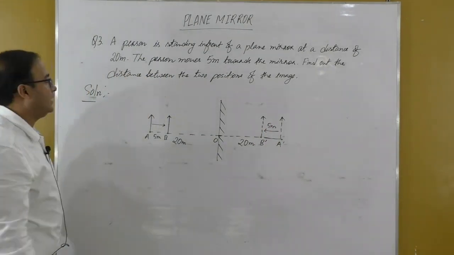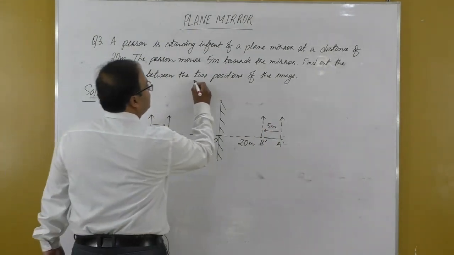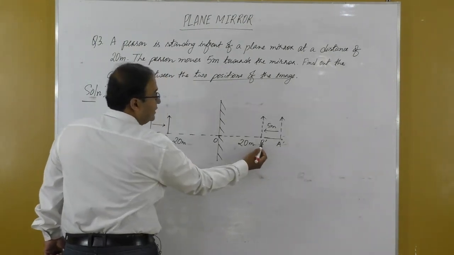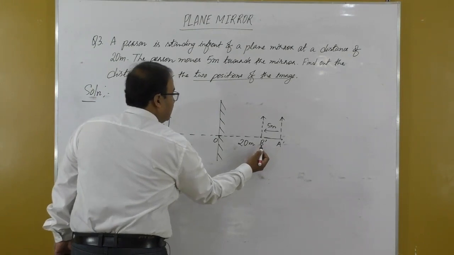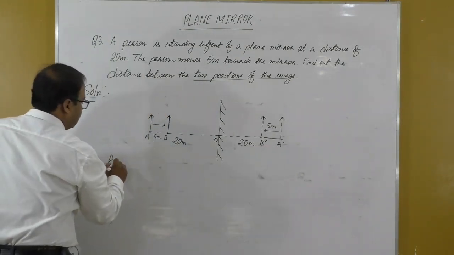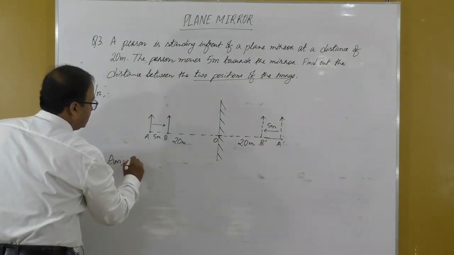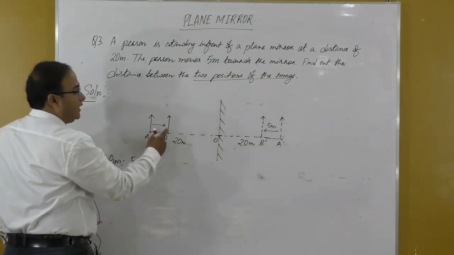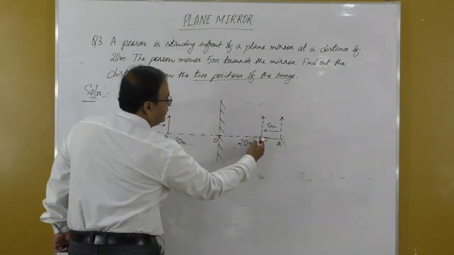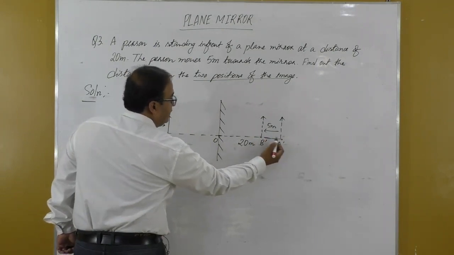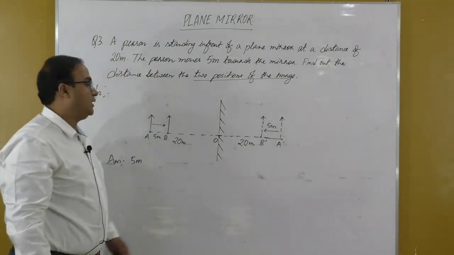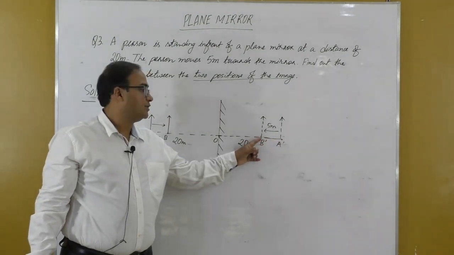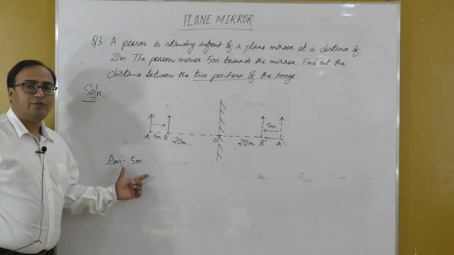You are asked to find out the distance between the two positions of the image. So this was the first position A dash. This is the second position B dash. So the answer is 5 meters. So when the object is shifted by 5 meters, the image will also be shifted by 5 meters. So the gap between the two positions of the image will be, this is the first position of the image, this is the second position of the image, and the gap is 5 meters.